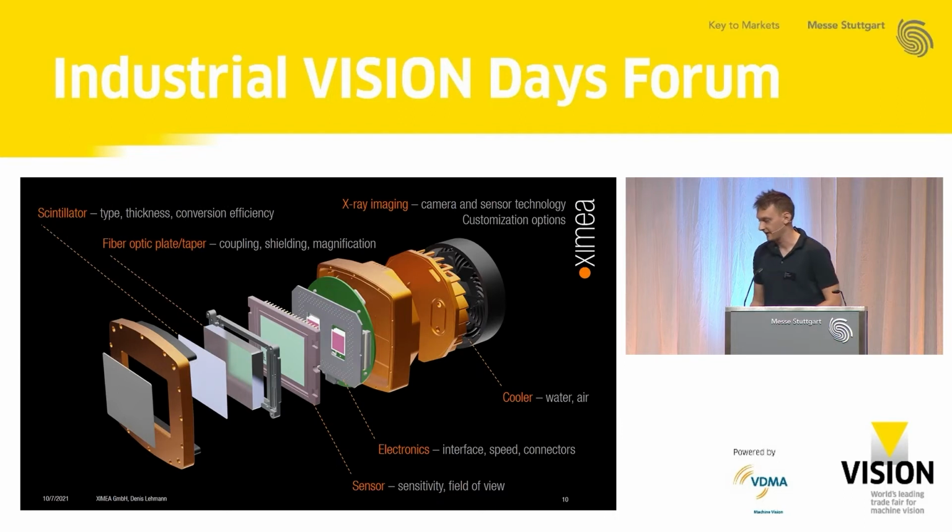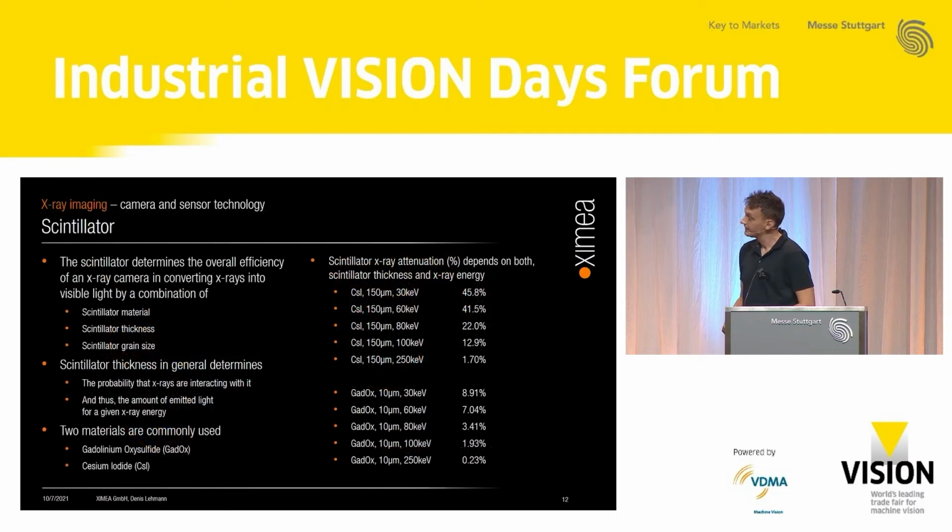Now, let me show you the performance factors of an X-ray camera that can be customized to your application. Let's start with the scintillator. The scintillator determines the overall efficiency of an X-ray camera in converting X-rays into visible light. This is determined by three factors: the material, the thickness, and the grain size. The thickness, in general, determines the probability that X-rays interact with the matter, in this case the scintillator, and thus it also determines the amount of light that is emitted.